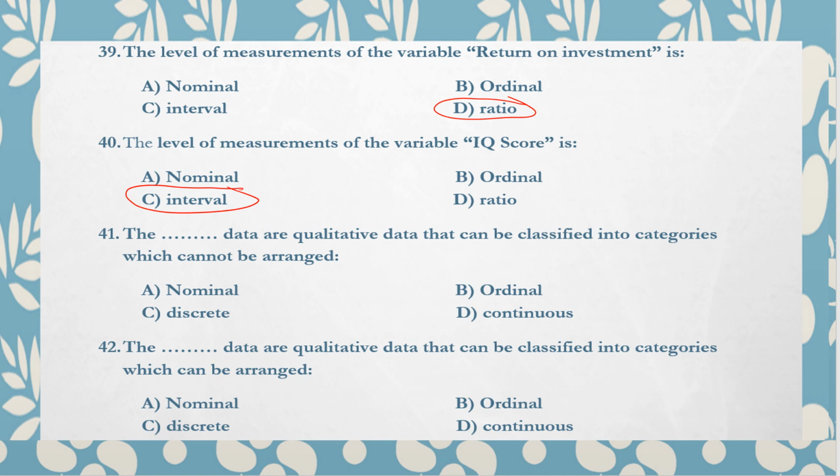The data are qualitative data that can be classified into categories which cannot be arranged. If the data are classified into categories but cannot be arranged, they are nominal data. The data are qualitative data and can be classified into categories and can be arranged. So in this case, these are ordinal data.